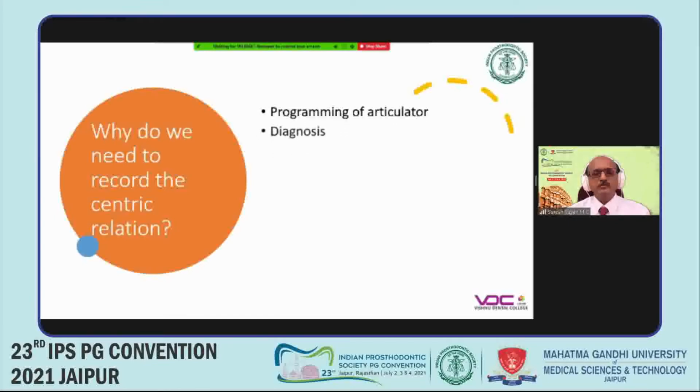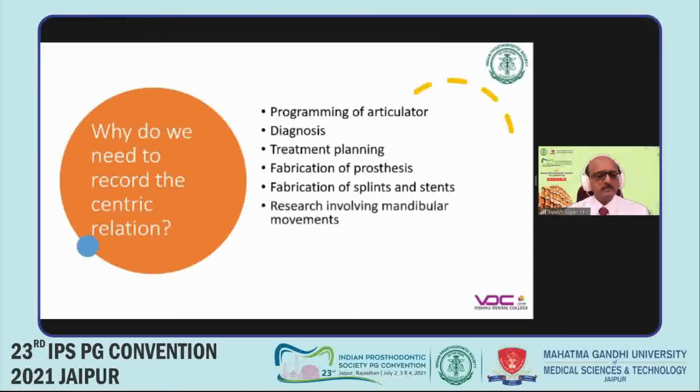Because we need to work on the prosthodontics, we need to work on all these things, and then we want to have the articulator where we are going to mount work like the patient. That is our major aim when we are thinking about the centric relation recording.